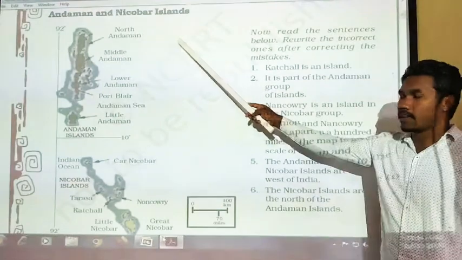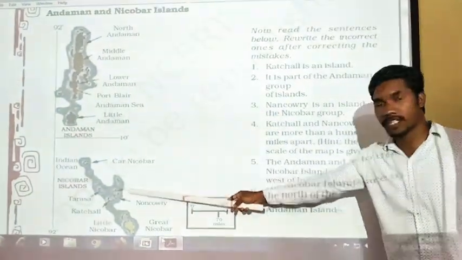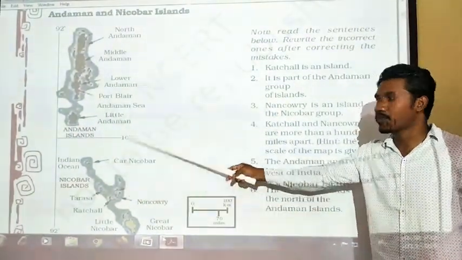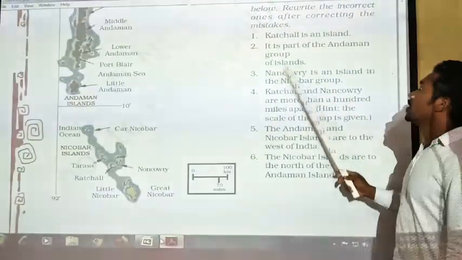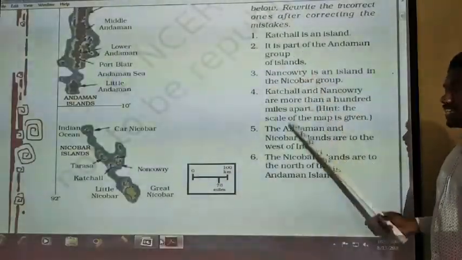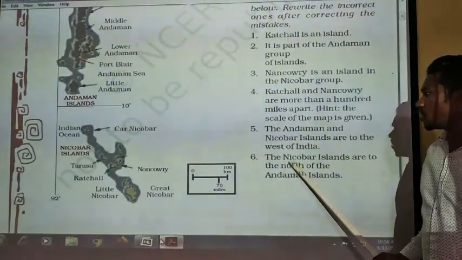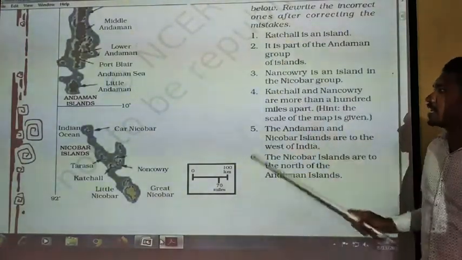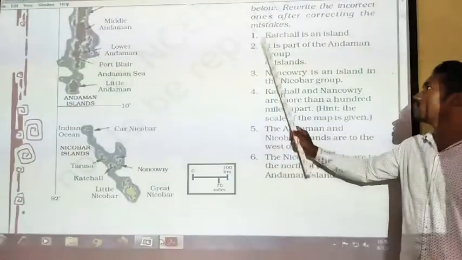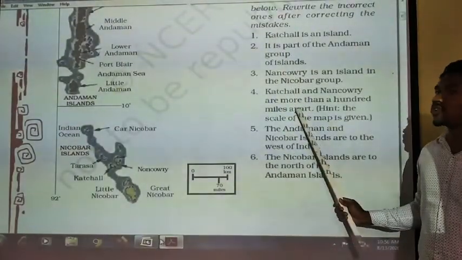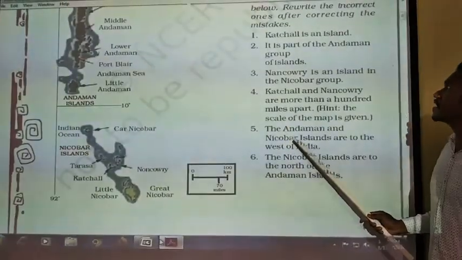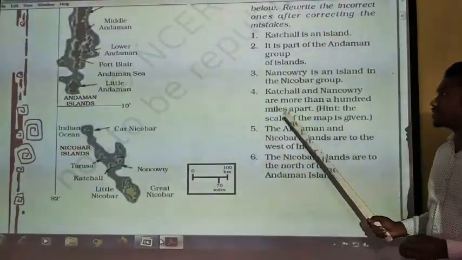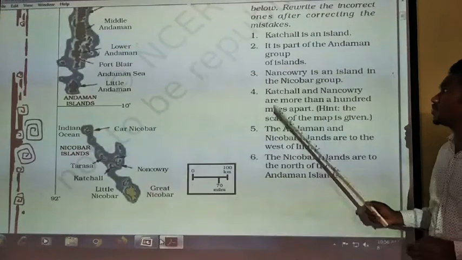Before, you must have seen the picture of the Andaman group of islands and the Nicobar group of islands, and the places we saw here. Now try to see whether this statement is true or false. The statements are given on the map, so we will read them. If any is wrong, we have to correct it. So my dear students, this work is given to you.